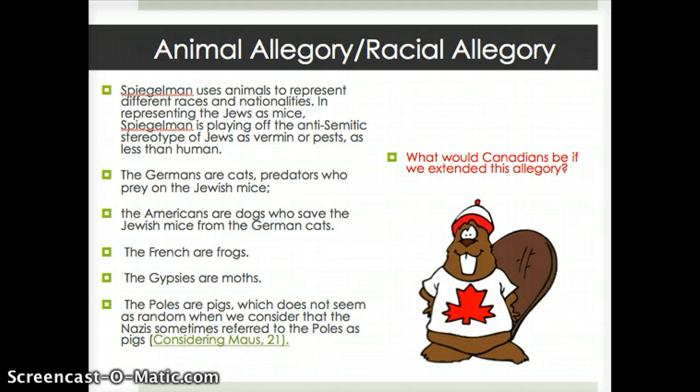So it's very particular in how Art Spiegelman is choosing the animals to represent these nationalities or ethnicities in the story. And he has acknowledged the fact that the Jewish mouse connection is derived specifically from the ideology that existed at the time from the Nazi Party and Hitler's belief that Jewish people were vermin or pests, and they were treated and viewed as less than human.